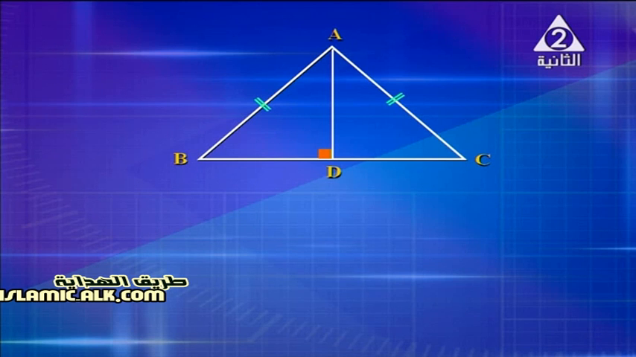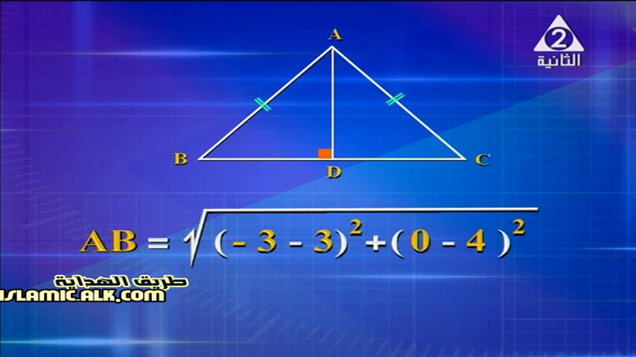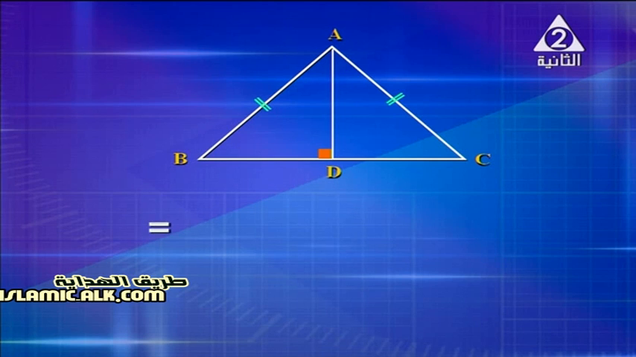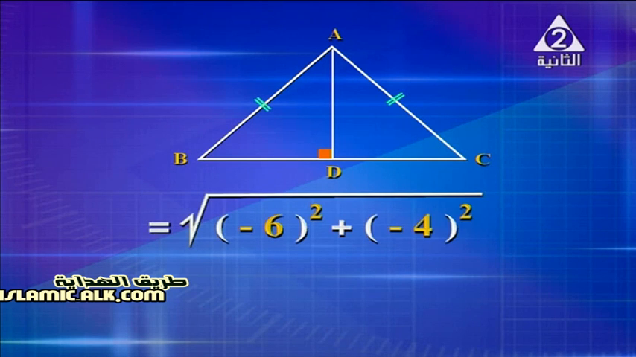First of all, can you find the length of AB? Of course, yes. It is square root of (negative 3 minus 3) squared plus (0 minus 4) squared, which gives square root of negative 6 squared plus negative 4 squared, and this will lead us to square root 52 units. It means that the length of AB is root 52 units.